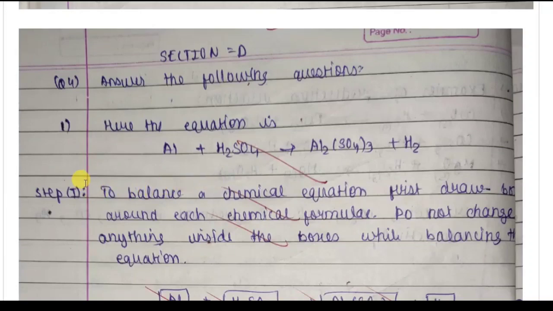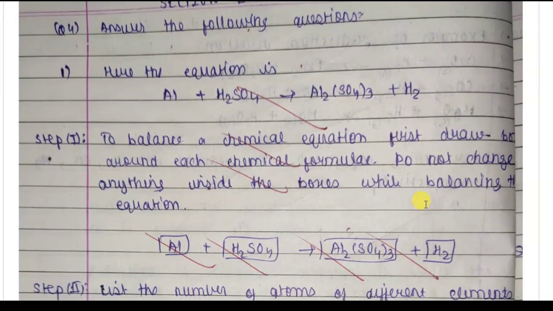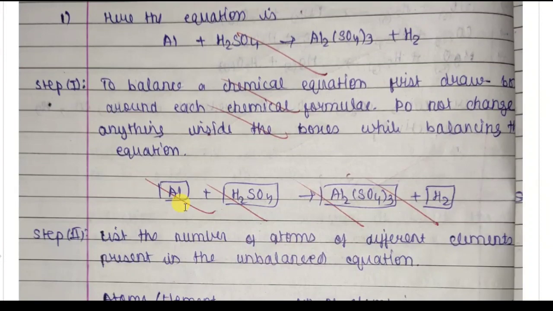First step, to balance a chemical equation, first draw a box around all the elements of the chemical formula. Do not change anything inside the boxes while balancing the equation. Write down this type of boxes on these equations.